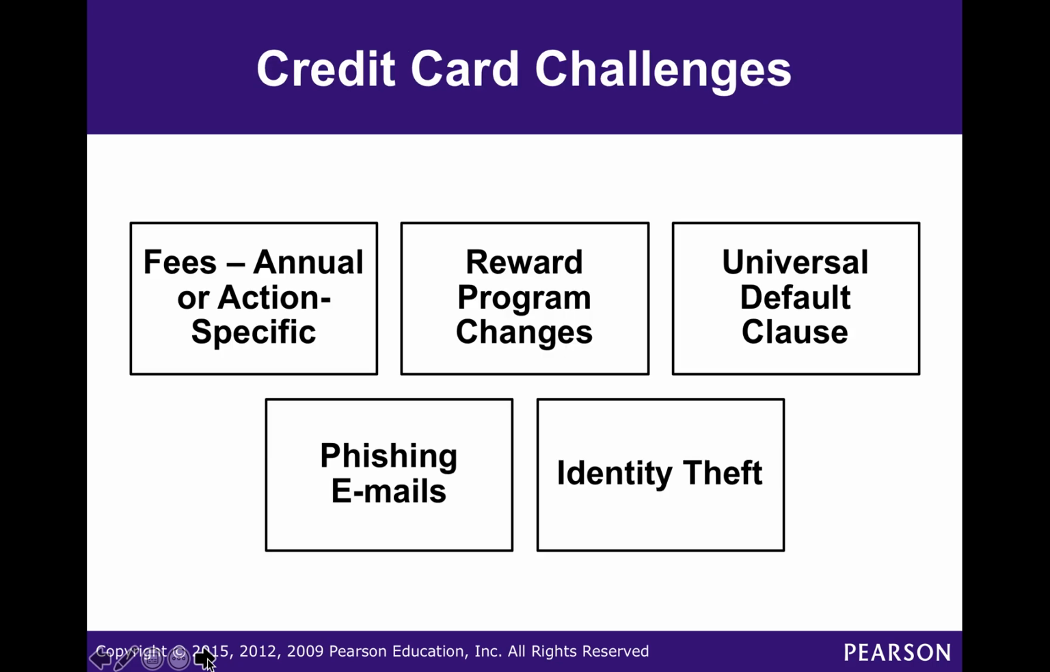So, credit card challenges. Fees, either annual or action specific, reward program changes, the universal default clause, phishing emails, and identity theft. These are all issues with credit cards that people may have. But I would say that for young people, the biggest challenge is trying not to overspend on their credit card.